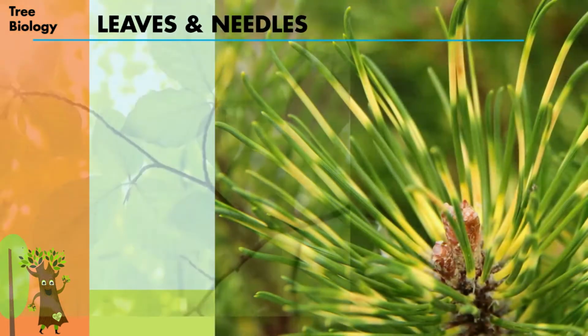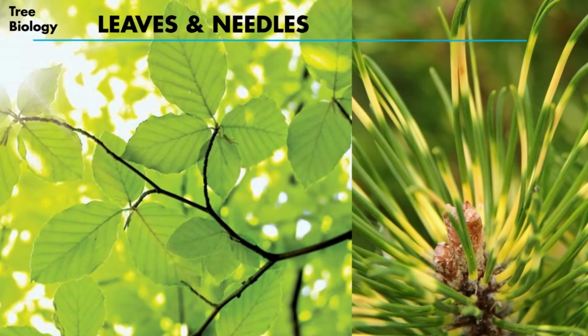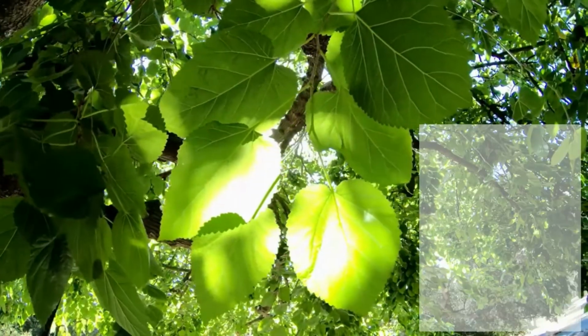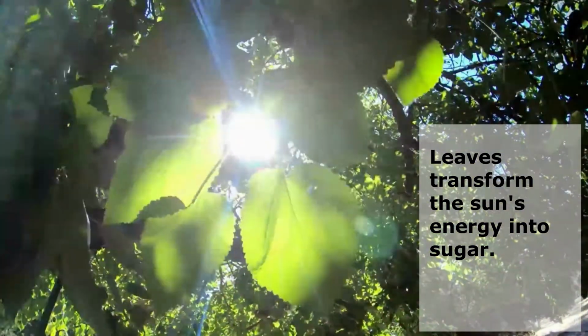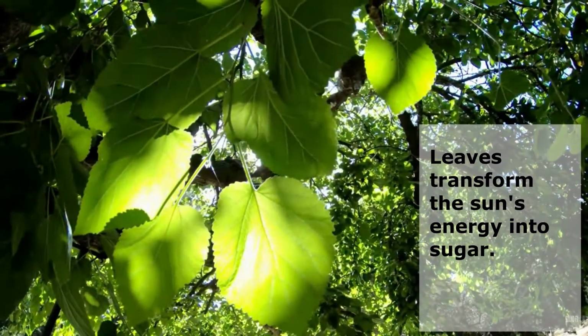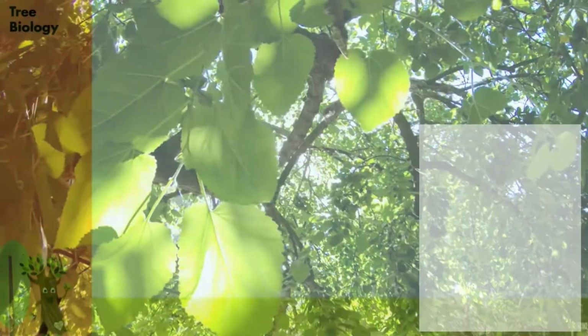Now let's look at leaves and needles. Basically, we want you to think of the leaves as the tree's solar panels. They transform the sun's energy into sugars, or starch, to provide energy for the tree.